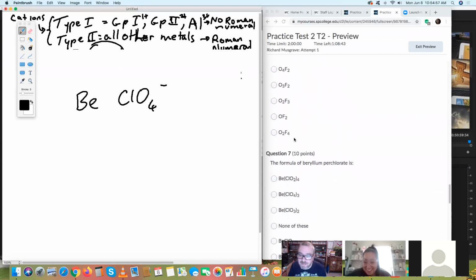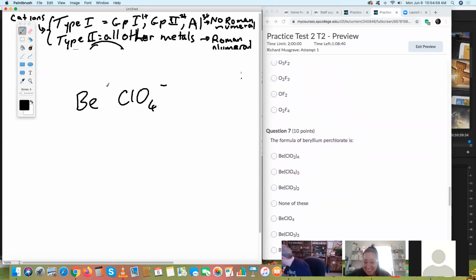So beryllium perchlorate. So we go over here and I say, okay, Be2+. Then I ask myself this question. It's an important question. I ask myself, how many of each do I need to make these charges balance out? Because at the present time, I've got one 2+ and I've got one minus. That's not going to balance. So what am I going to need to do here? How many of each do I need to make this balance out?